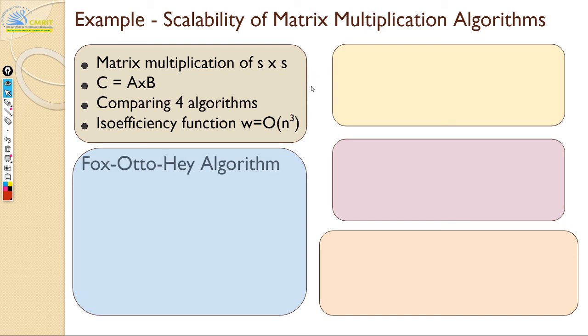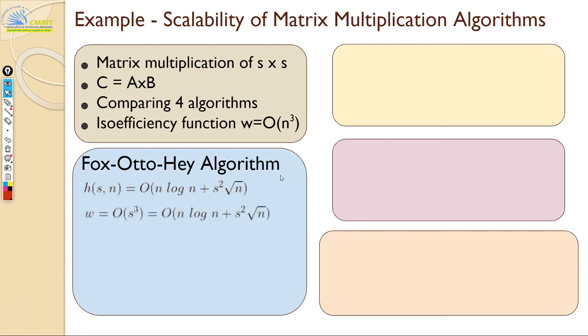First we are going to see the Fox, Otto, and Hey algorithm. According to this algorithm, they have modeled their overhead function to be this expression: h of s, n is big O of n log n plus s squared square root of n. We don't care how they got this. You can look into their paper to find that out if you are interested, but that's not the point here. What we are trying to do is find the iso-efficiency.